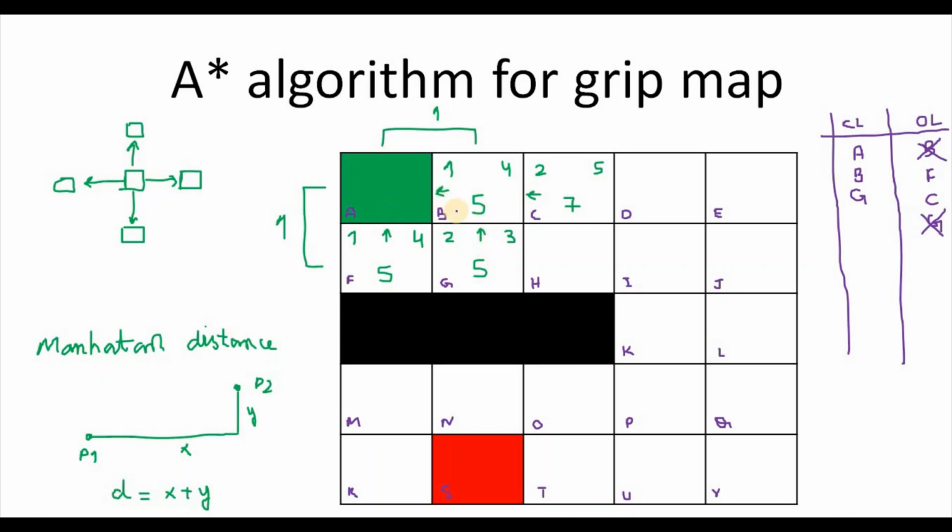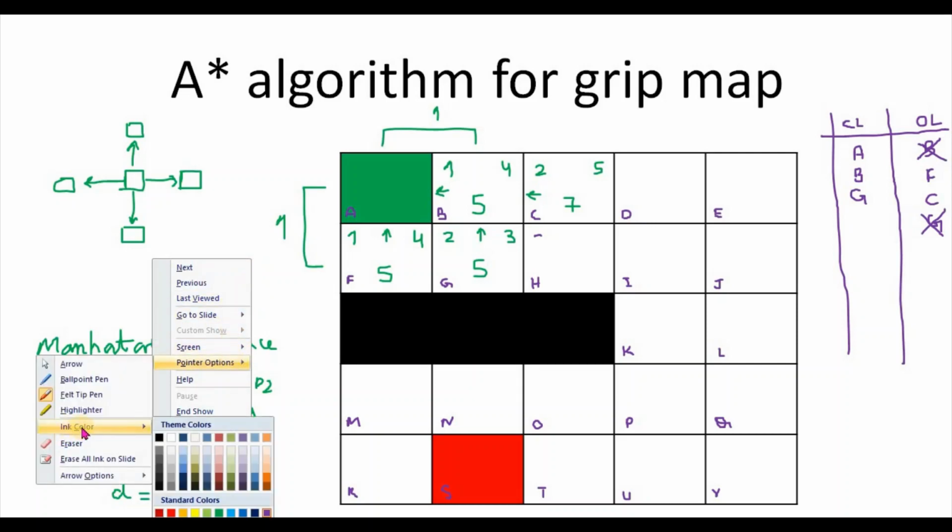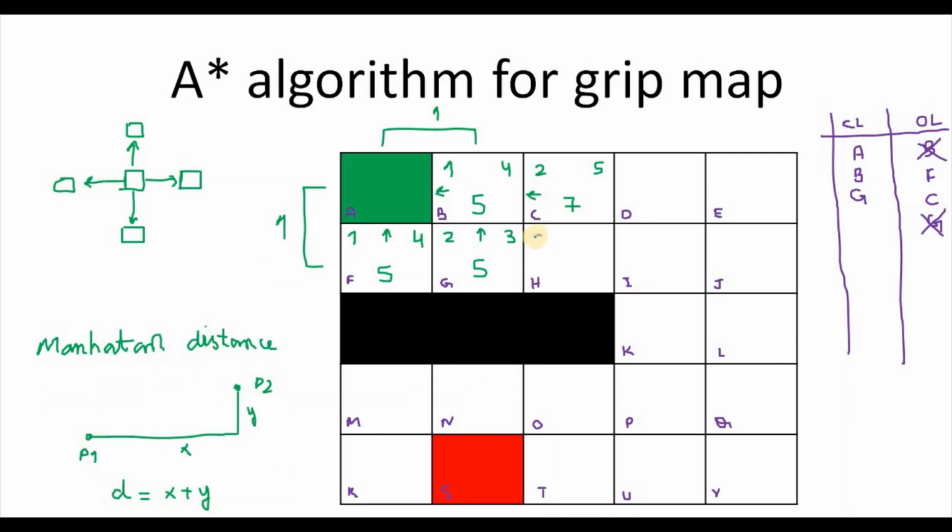1, 2, 3. Okay, not with, you have to put it with the green one here. So 3 will be its G cost, and its H cost will be 1, 2, 3, and 4. Manhattan distance will be 4. 3 plus 4, the F cost will be 7, and its parent is G. It came from here, this node, okay?